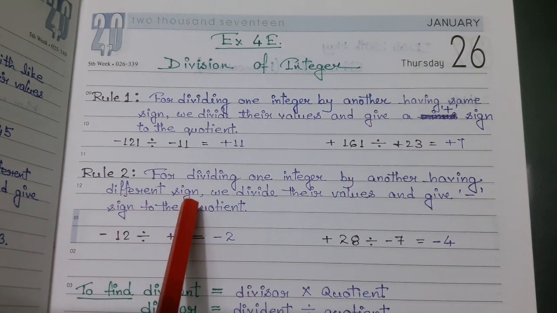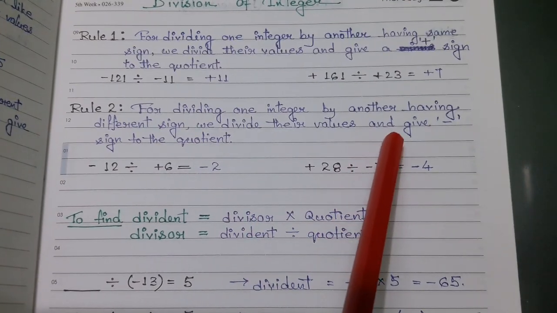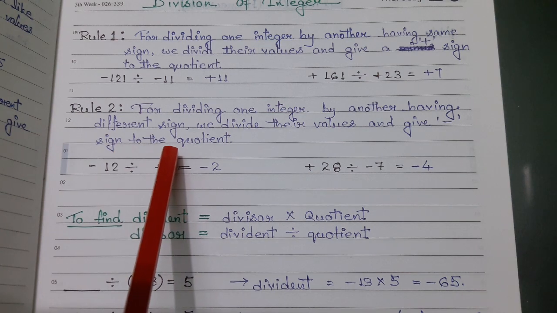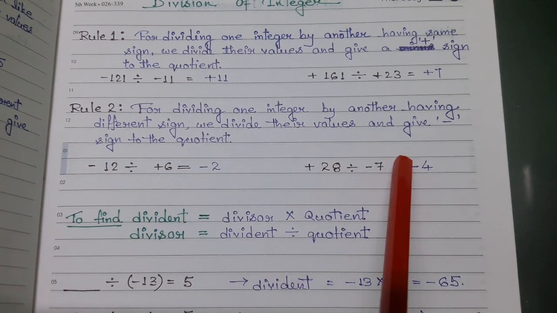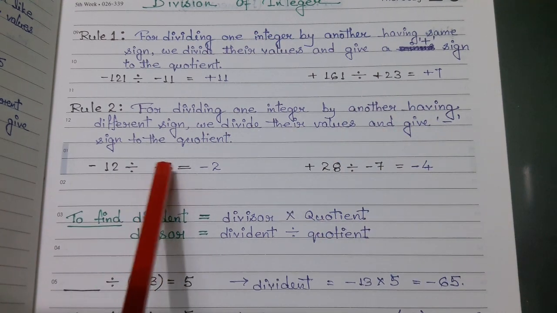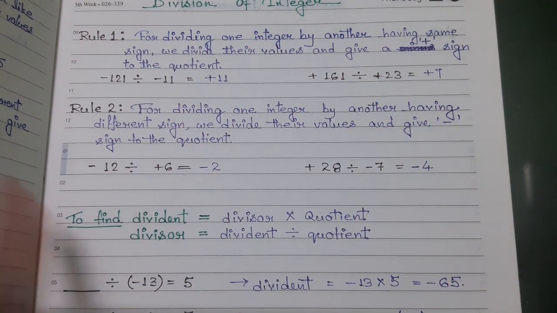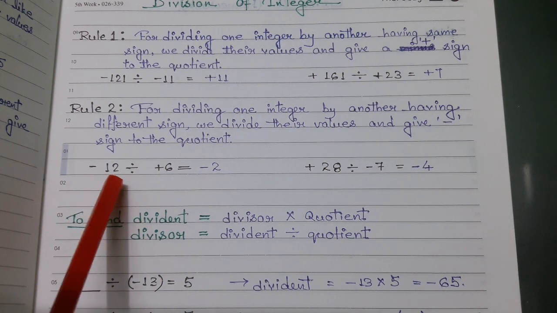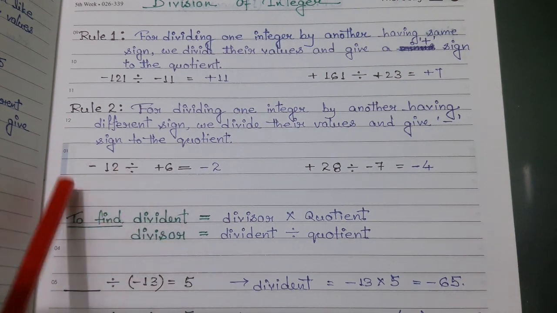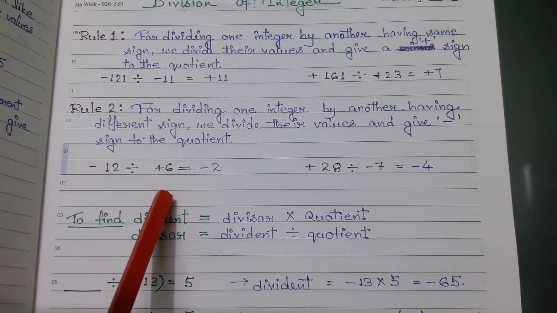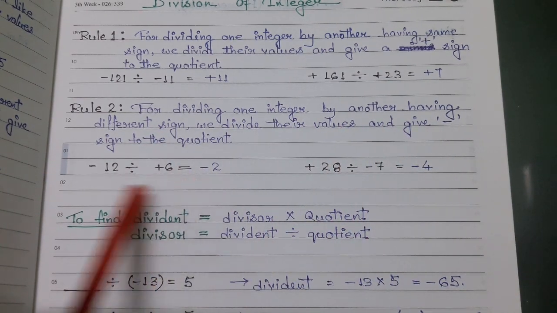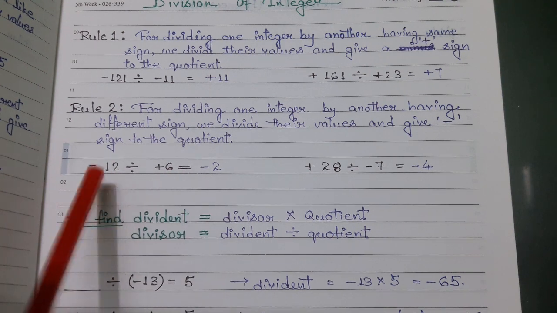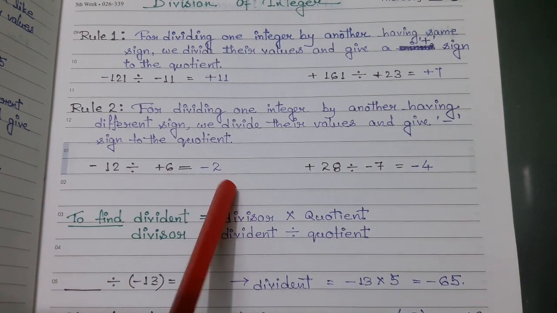See rule 2. For dividing one integer by another having different signs. Different means positive and negative. We divide their values and give a minus sign to the quotient. See one example, minus 12 divided by plus 6. Both the signs are different. So for different signs, we put a minus sign. So minus, and after dividing we get 6 2s are 12. So the answer is minus 2.